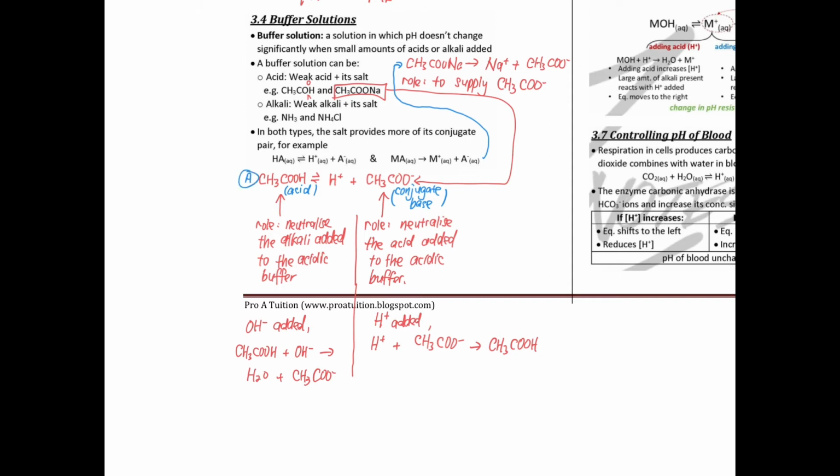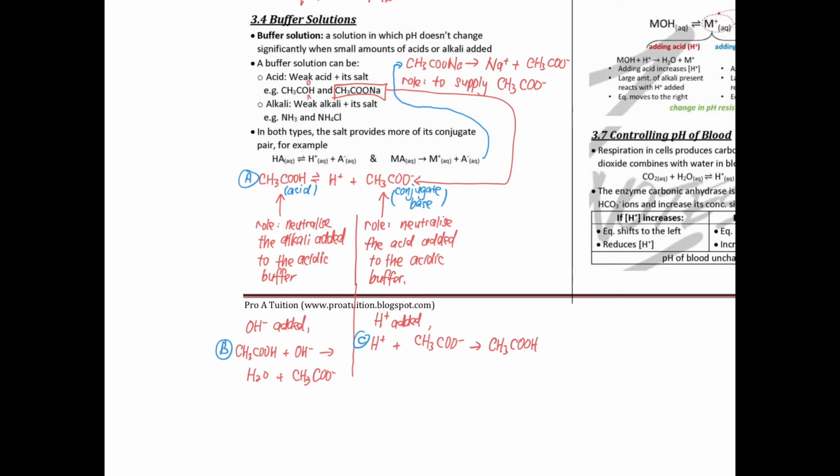A, B, and C. Okay, so the exam question likes to ask these 3 equations, so you must be careful. Let me highlight one by one. When should you use equation 1? When they say write the equilibrium equations of the acidic buffer. Then you write this equation.